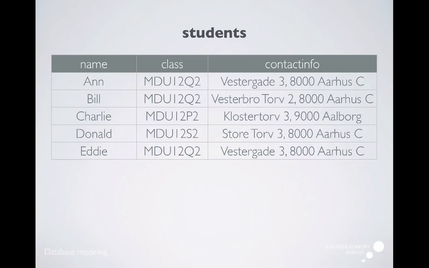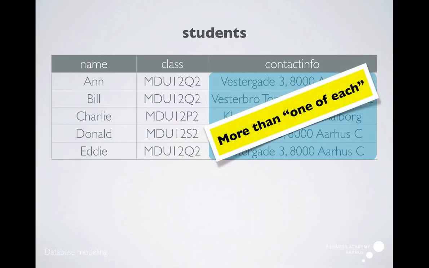And if we go back to our students with these data we have, you will see that this over here contains more than one of each. It contains the address, the zip code, and the city. So I would recommend that it be split up so it's easier to search, for example, which students do we have in Aalborg with the zip code 9000, or who lives in Vestergade in Aarhus. And then we have more than one of each in this contact info.